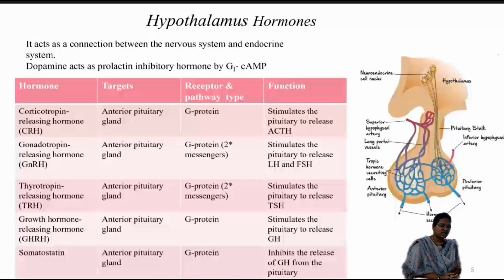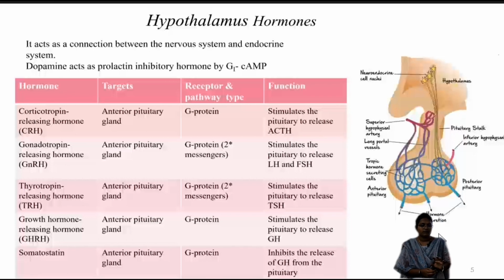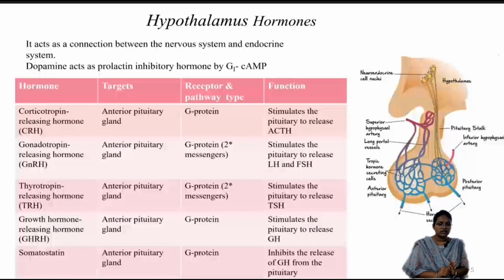The basic hormones released by the hypothalamus are mentioned in this table. There are 6 hormones from the hypothalamus. The first one is corticotropin releasing hormone, next gonadotropin releasing hormone. Basically, questions are asked on what the targets of the hormones are, what pathways are used by the hormones, and what the functions are.